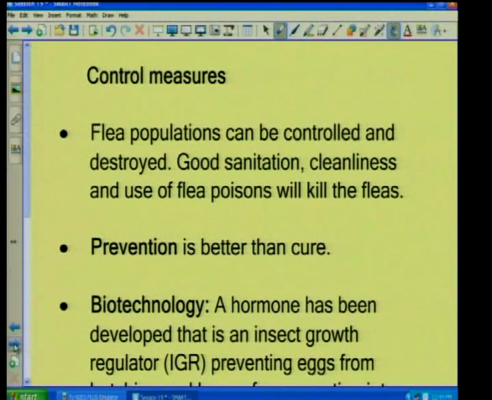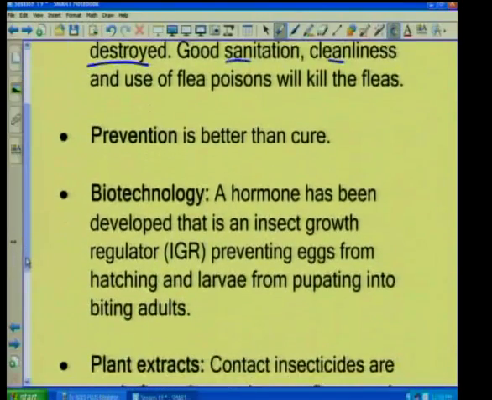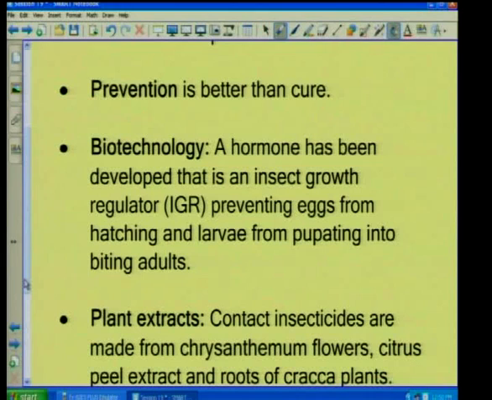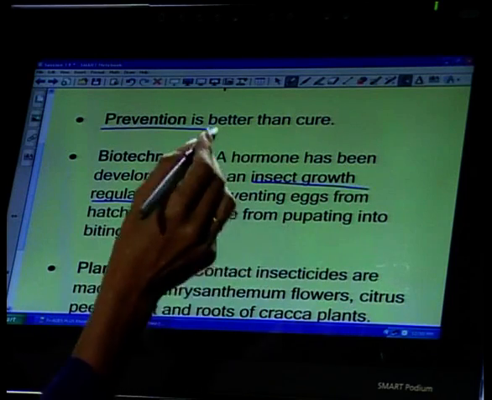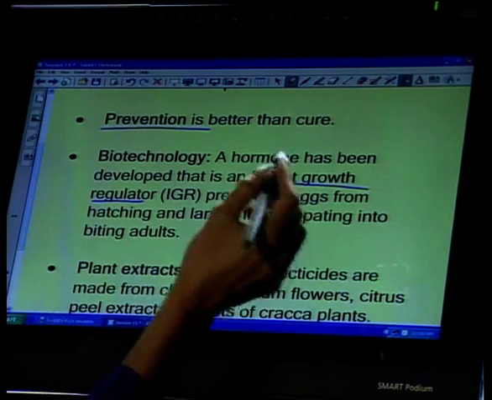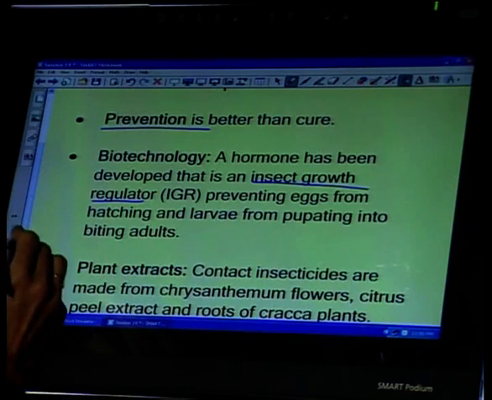All right, control measures. Flea populations, clearly you need to destroy them. So how do you do that? Good sanitation. Make sure everything's clean. Make sure that you poison the fleas. So you put powder on your dogs and cats, and make sure their blankets and things are clean, and dip them. Prevention is always, people, better than cure. Now, there's a hormone that has been developed that is an insect growth regulator. In other words, it stops the eggs from hatching and the larvae from pupating into biting adults.